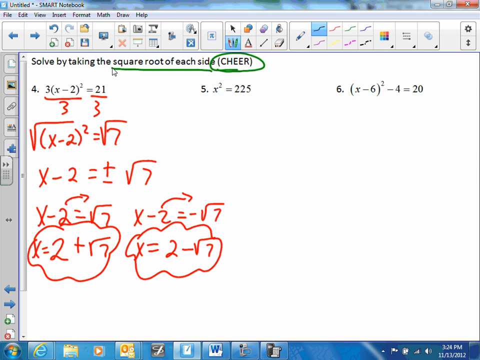The next one is simple. You just square root, because the square root's already isolated. So x equals plus or minus the square root of 225, which is 15.